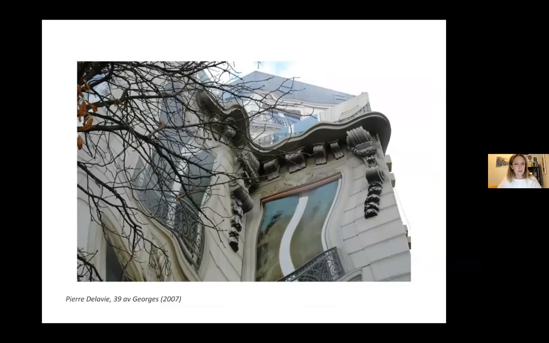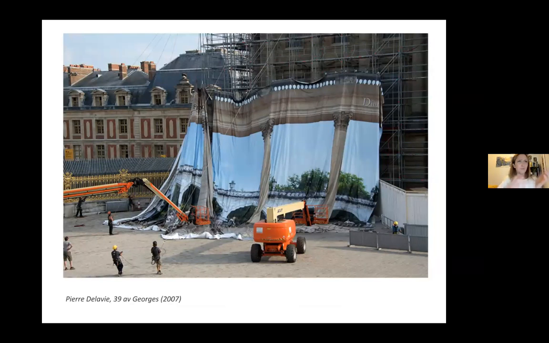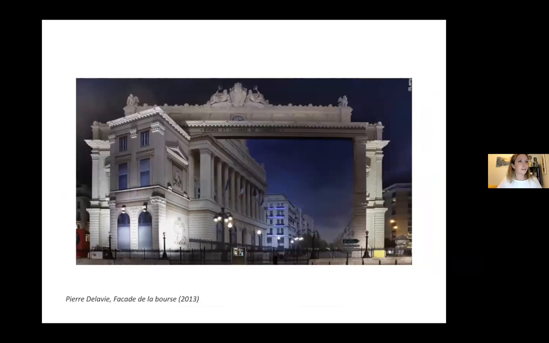This is contemporary work by French artist Pierre Delavie. He actually prints canvas that fits over the top of existing buildings. And this one's in Paris. You can see this next one. He allows some parts to pull out, but here's the trick of it. He's basically hanging these pictures over the buildings.